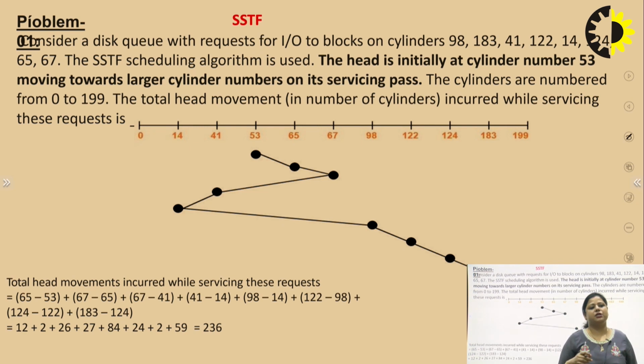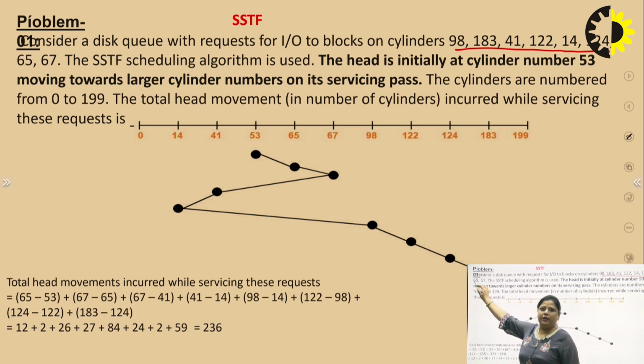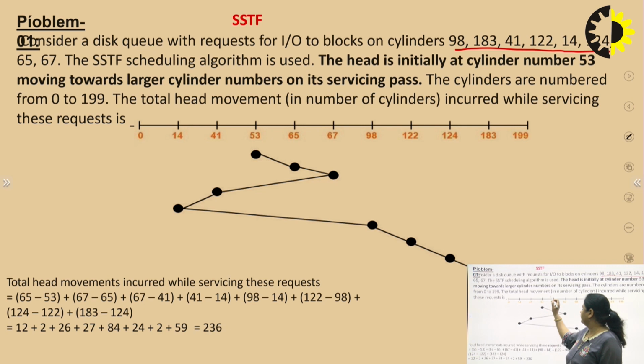Suppose consider a disk queue with requests for input output to blocks on cylinders 98, 183, 41, 122, 14, 125, 124, 65 and 67. These are the blocks on cylinders, and now the SSTF scheduling algorithm is used. Initially, where is the head? The head is initially at cylinder number 53, moving towards larger cylinder numbers on its service path.